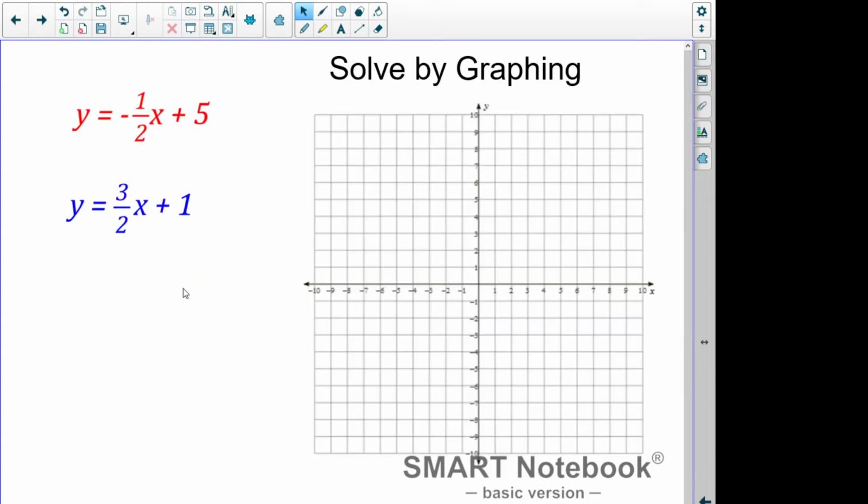So let's take a look at an example. Here we've got 2 lines. I can tell that they're linear equations. I can tell they're lines because they're in the format of y equals mx plus b. So I can see that my m value here is -1/2 and my b value is 5. That tells me that that's a linear equation, the fact that it can be written in that format.